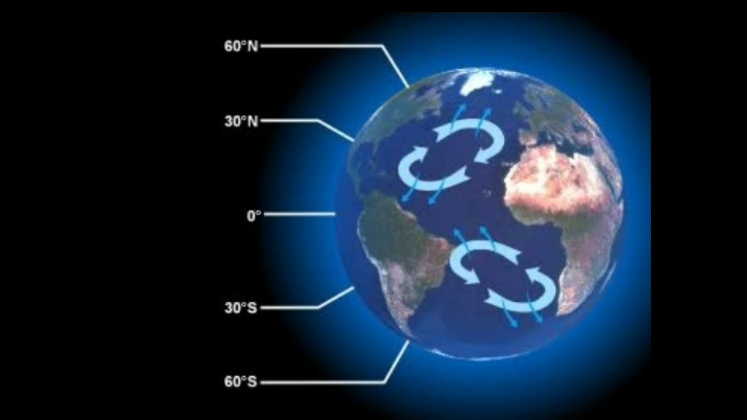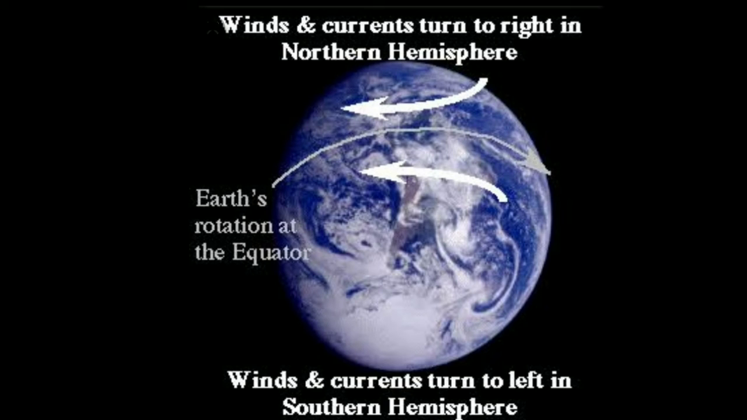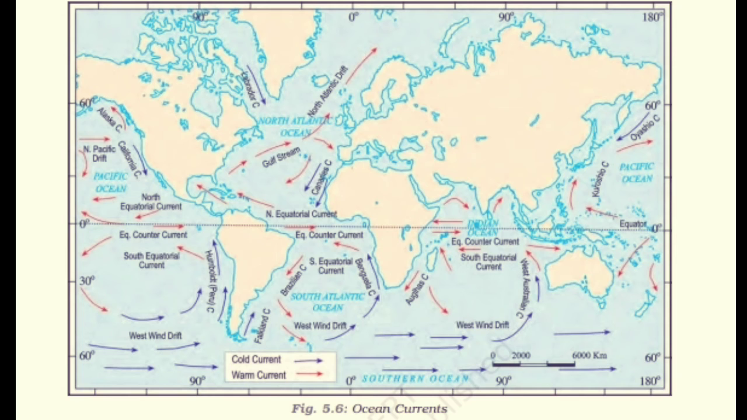Due to the rotation of the earth, ocean currents move clockwise in the northern hemisphere and anti-clockwise in the southern hemisphere. Ocean currents vary in temperature and they can be cold or warm. On the basis of temperature, ocean currents are classified into two types: warm ocean currents and cold ocean currents. They move swiftly at a speed of 2 km to 10 km per hour.